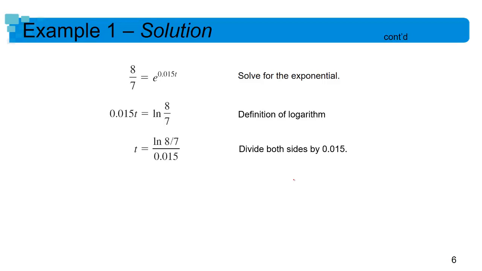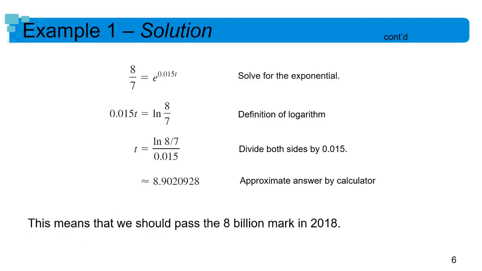If in 2009 it was 7 billion, when will it be 8 billion? And you go, oh, well, that'll happen in natural log of 8/7. And somebody goes, shut up, man. How many years is that? So you actually have to plug it into a calculator and get 8.9, rounded. So this means that we should pass 8 billion in the year 2018, because 8.9 is 8 years and then 0.9 of a year. So somewhere in that 8th year, not quite up to 9.